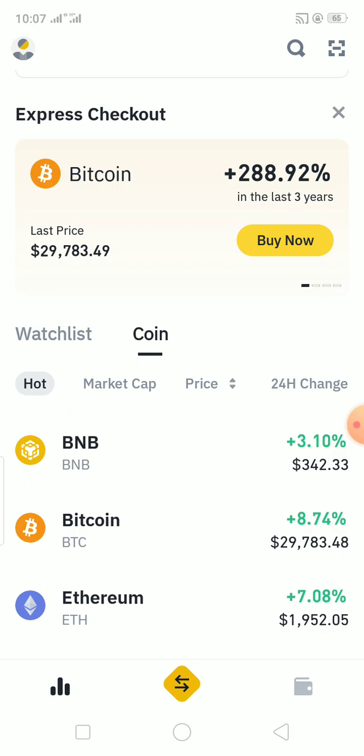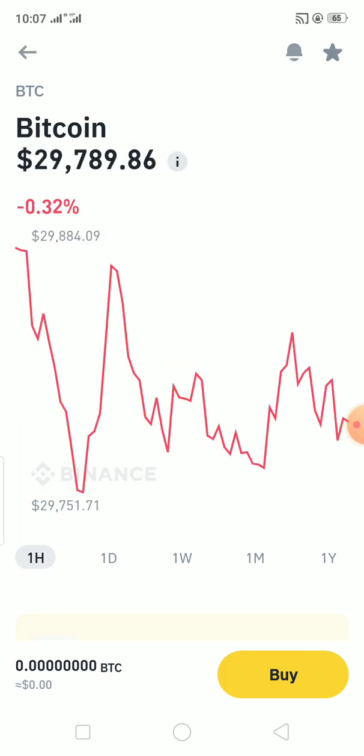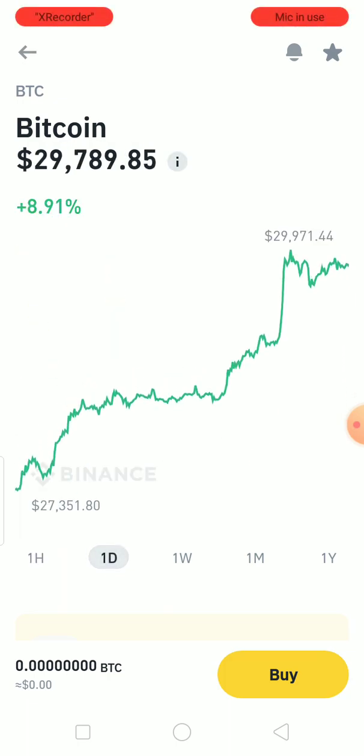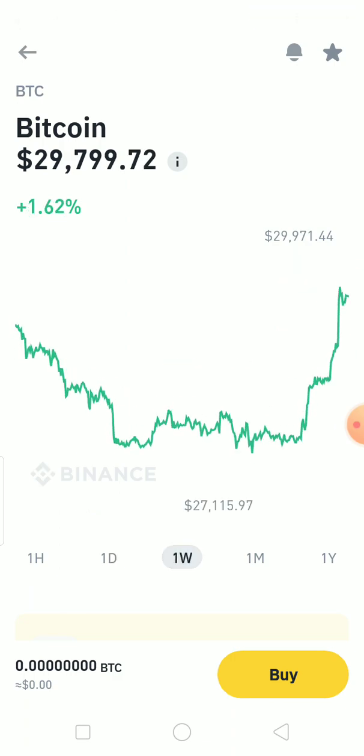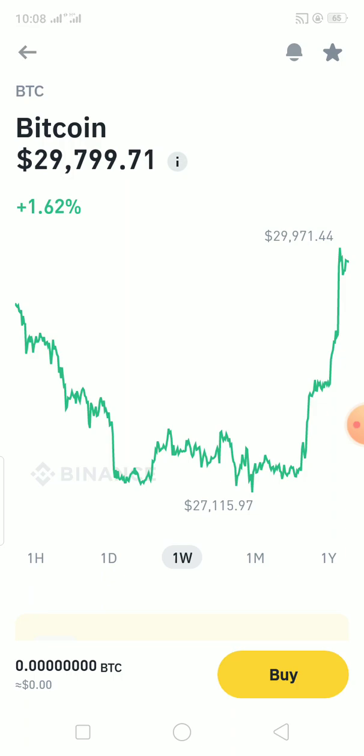Okay, the Bitcoin is going massive up. It is 8.8. Wow, nice. So it has a good increase, man, in Bitcoin. It means from $27,000 to almost $30,000. Wow, in just one day. Bitcoin is also going good. If you want to invest in Bitcoin, it is one of the best coins. As you can see, it was down for a couple of months, and in the week it's also going up.